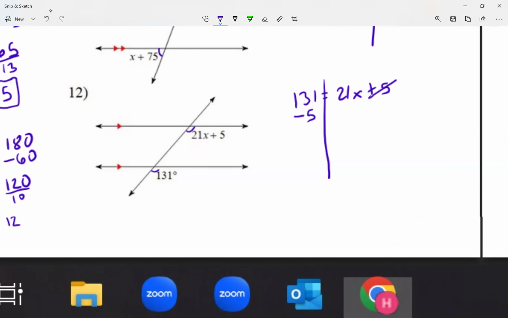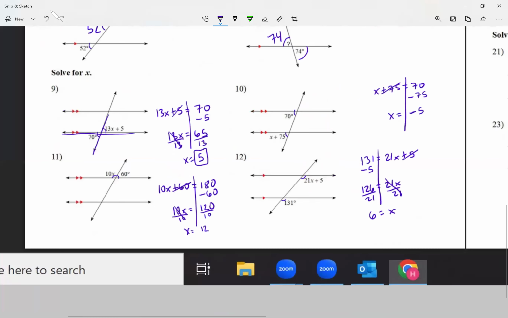I know 131 minus 5 is 126. So I have 126 equals 21x. Now let me divide both sides by 21. So I know I get the x by itself on the right side. 126 divided by 21, it's equal to 6. So x is equal to 6.